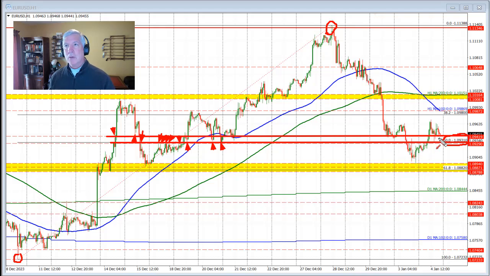If we're able to get below the 42 level and the 32 level, then I'd expect further downside momentum, perhaps down toward the 61.8% retracement as the next key target.